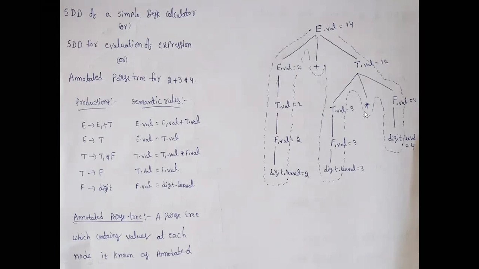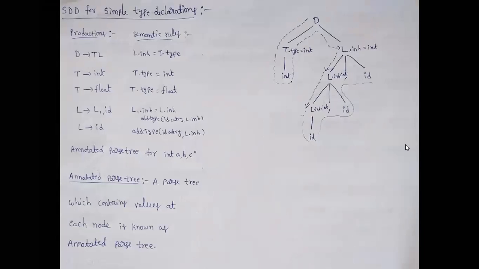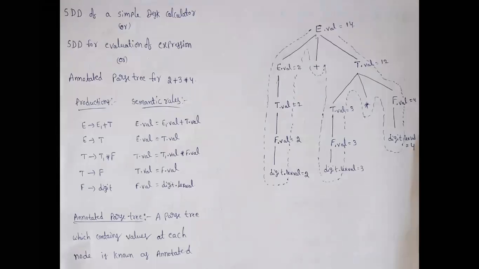Then again the star. There is no reduction. Again we are moving downwards. So digit.lexvalue is equal to 4. Here we have a reduction. Then we have F.value is equal to digit.lexvalue. Then what is the value of digit.lexvalue? That is 4. So we are placing 4.